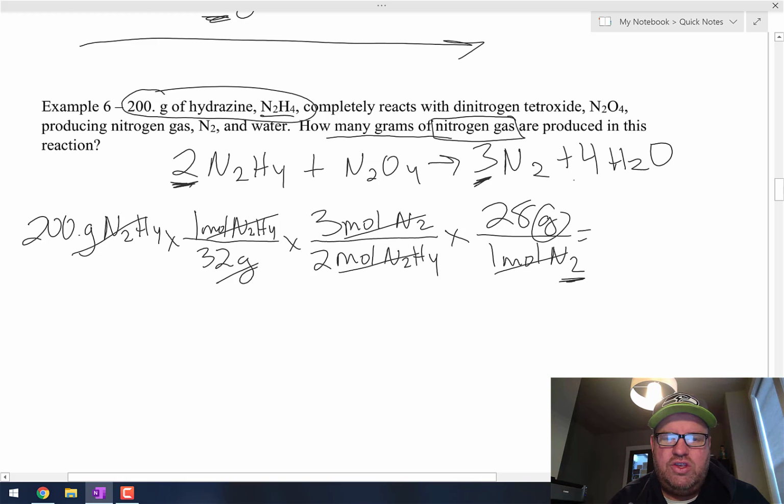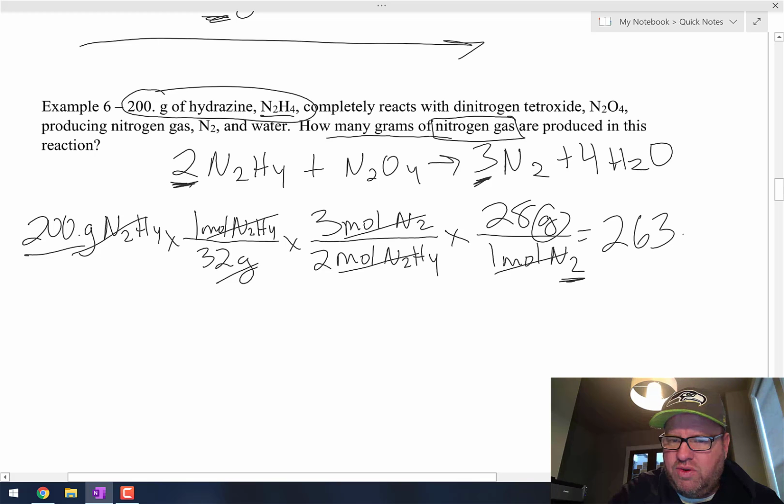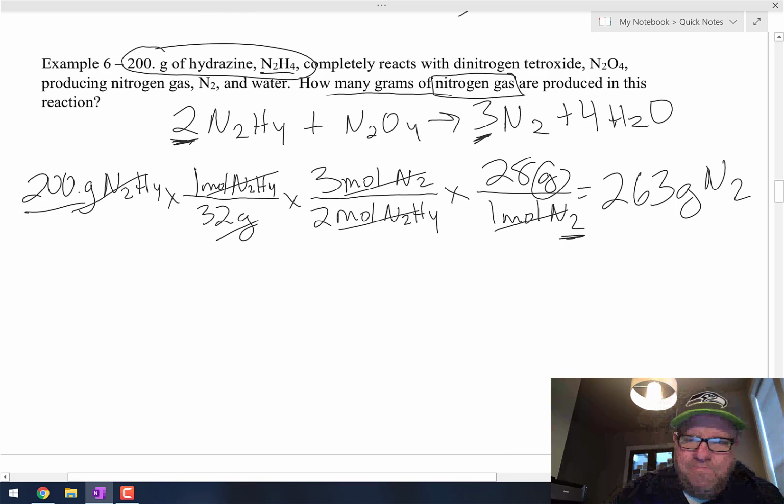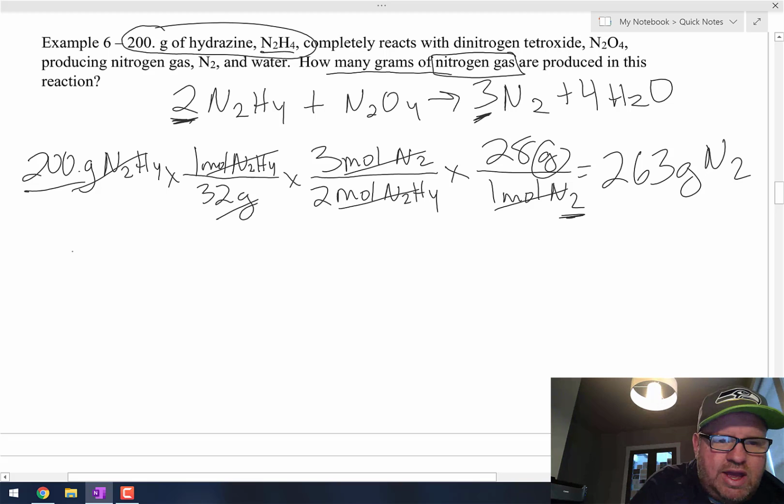So now I take 200, I divide by 32, I multiply by 3, I divide by 2, and then I multiply by 28. Okay, and this has 3 digits, so my final answer is also going to have 3 digits, 263 grams of N2.